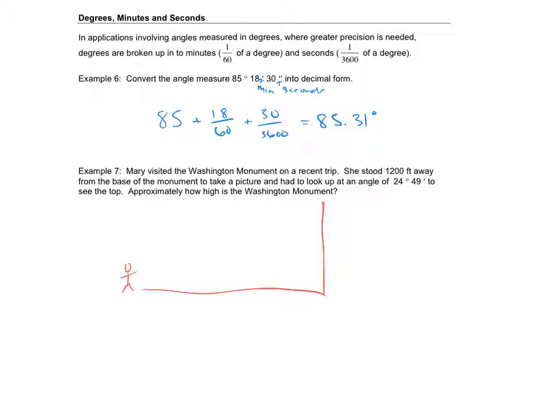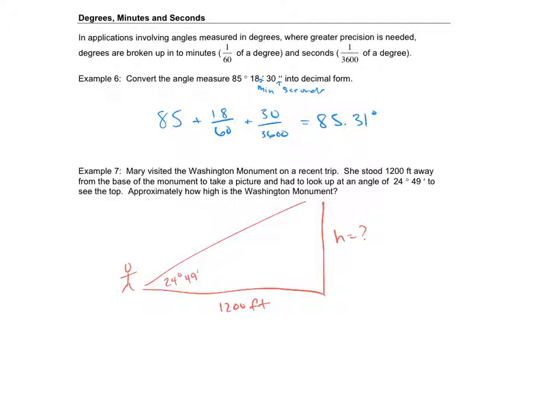Combining those last two concepts, if Mary is on a trip to Washington, D.C., and she sees the Washington Monument standing 1,200 feet away, and she wants to take a picture of the top, and that is an angle of 24 degrees and 49 minutes, we want to know the height of the Washington Monument. So we have an angle, we have the adjacent side, and we are solving for the opposite side.